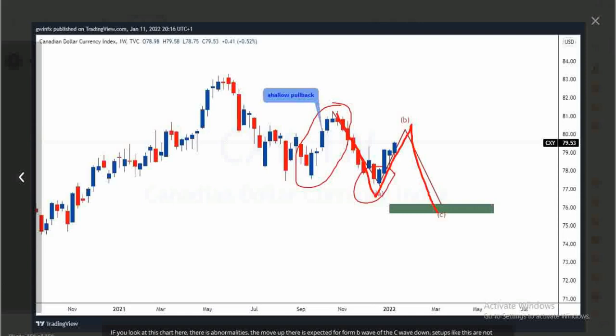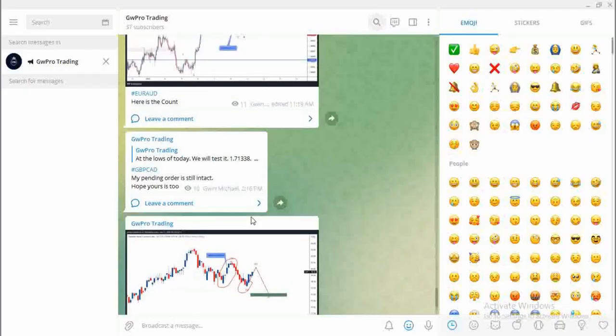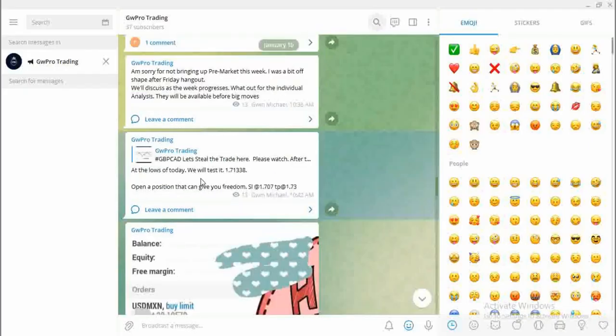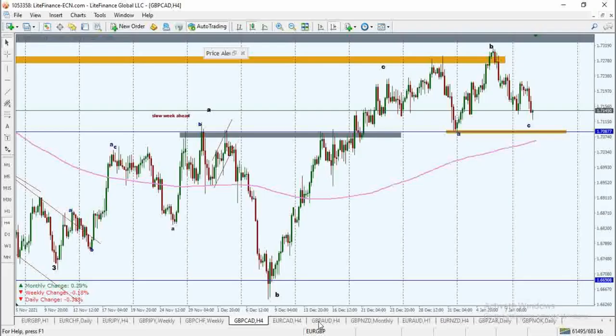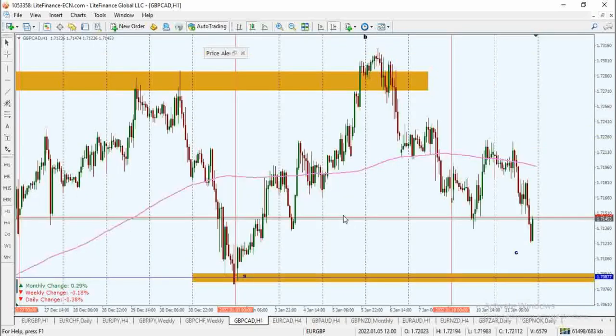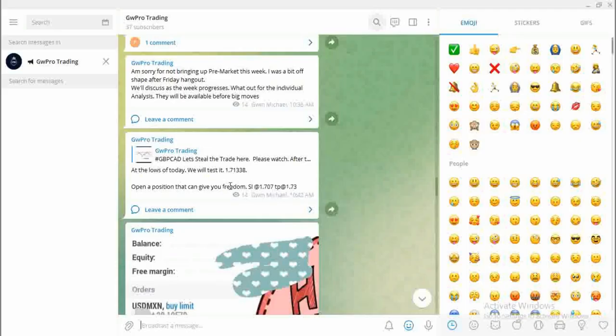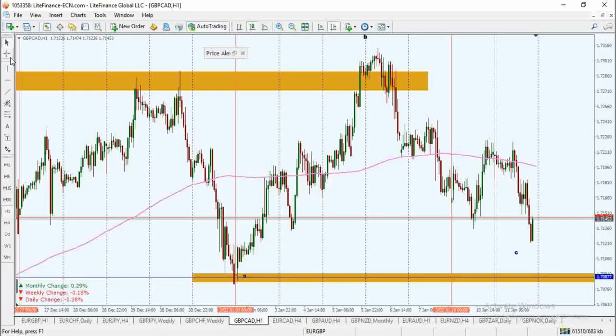Let's look at other things which we did look at. We also looked at the GBP CAD trade. This was the trade which we wanted to take, and this was posted about a day ago. Let's go over to GBP CAD. So GBP CAD right here triggered. Let's go and see our entry point. Our entry point was 1.7133. Let's go and see 1.7133.